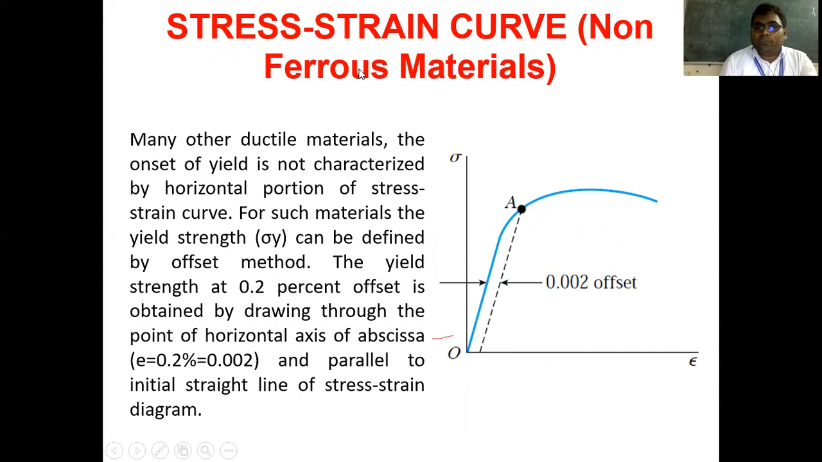So for non-ferrous ductile material like aluminum, you can use the 0.2% offset method to get the yield point. Maybe you have understood. It is very simple. You already know the total length, multiply by this, and draw the parallel line. You will get the point A, which represents the yield point.